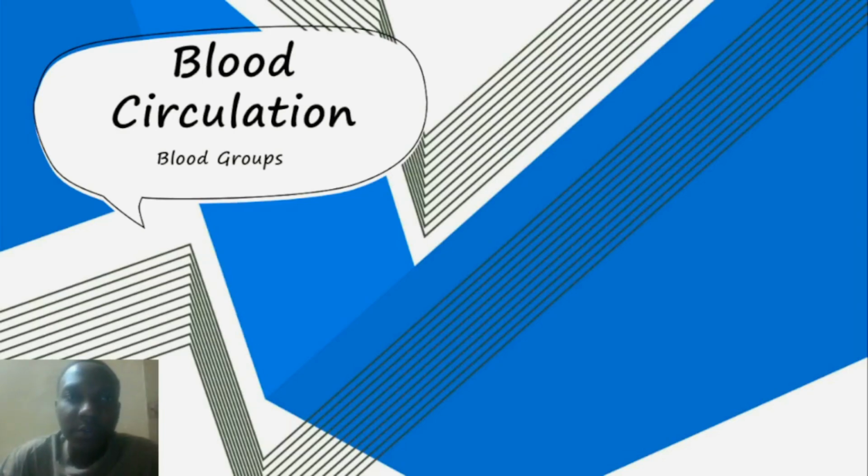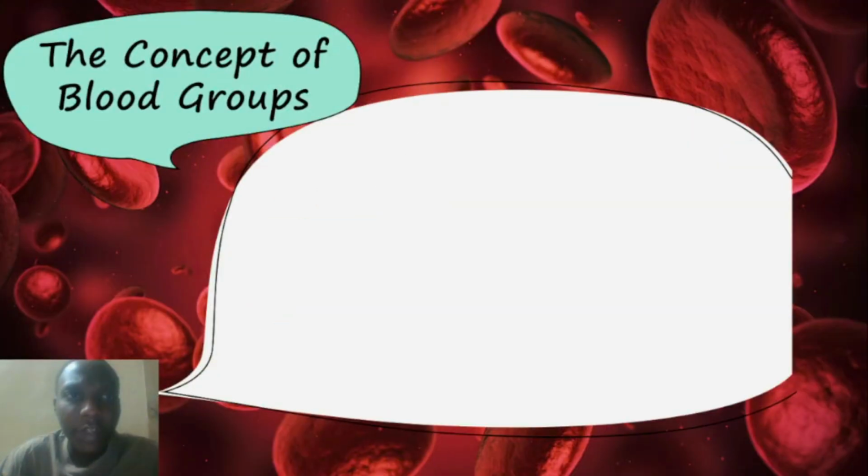Our chapter is blood circulation, or the transportation of materials in living things. So far, in our previous session, we discussed the various components of the blood. In this session, we move on to the other part, the blood groups. Discussing the blood groups, we'll start with the concept of blood groups.